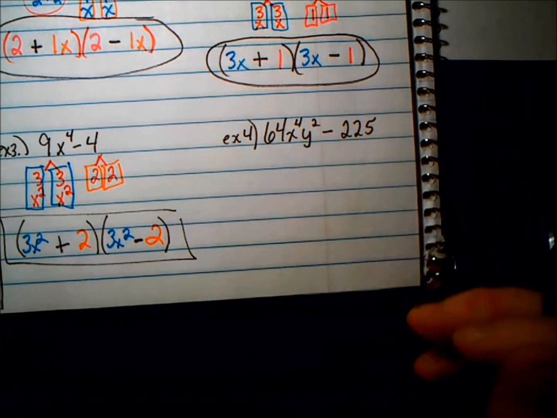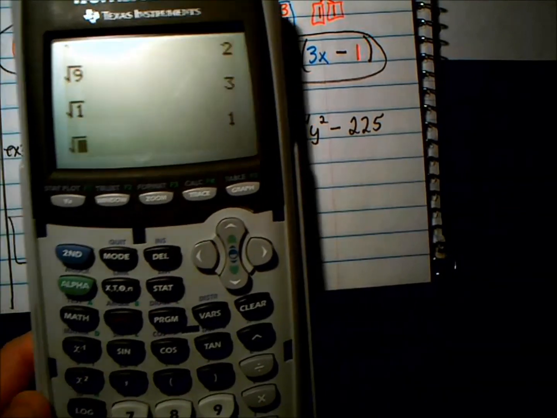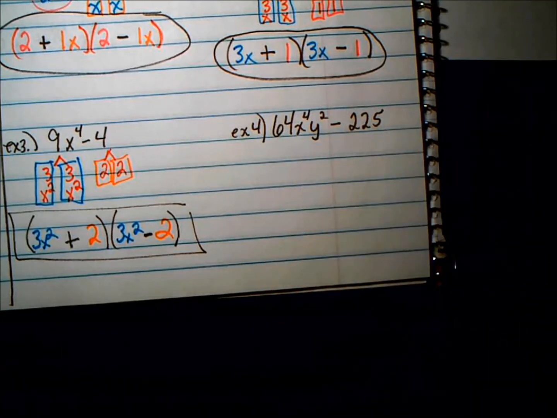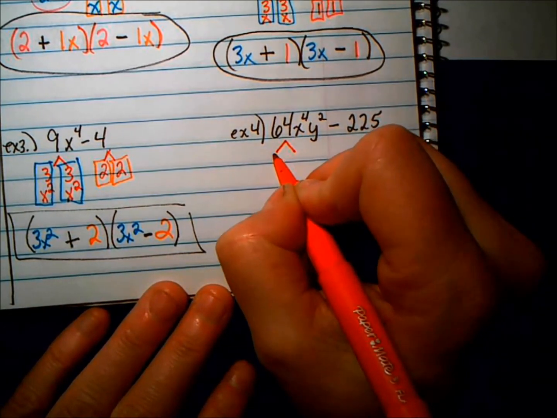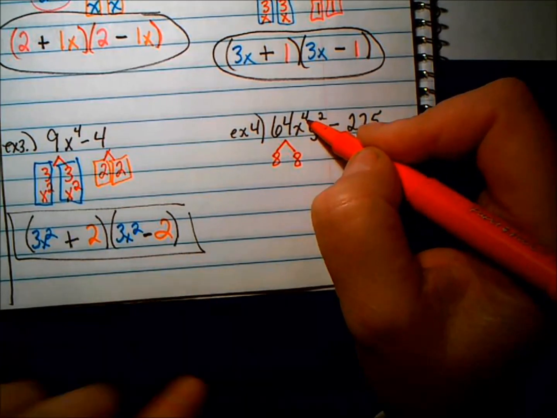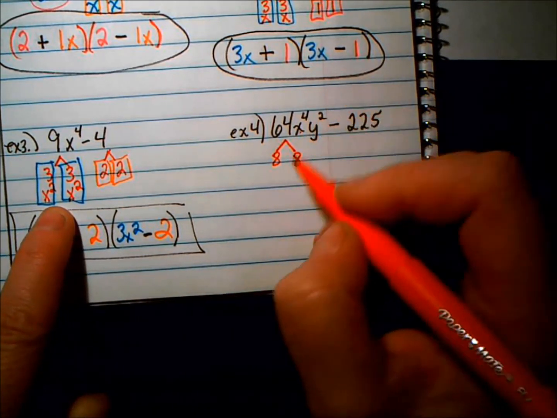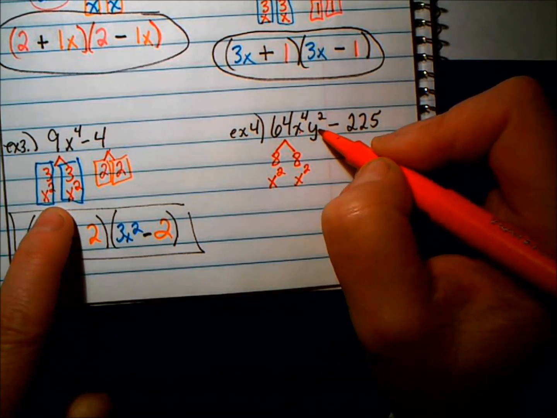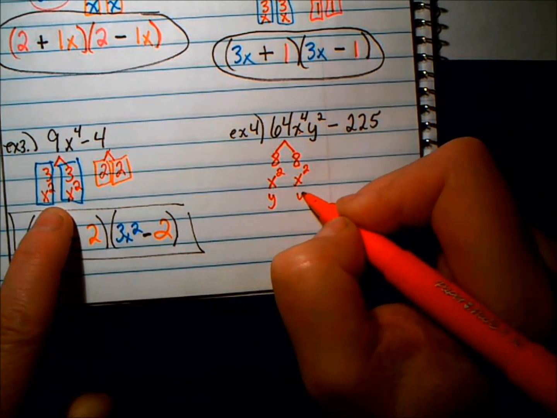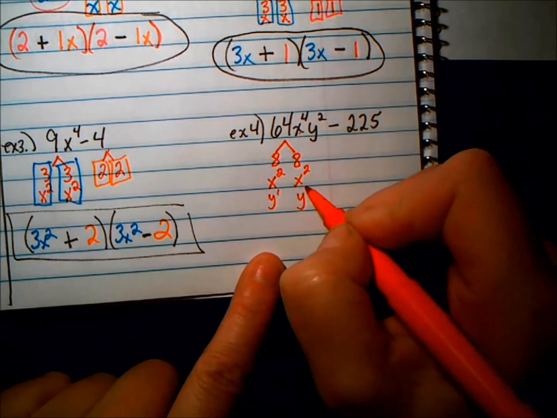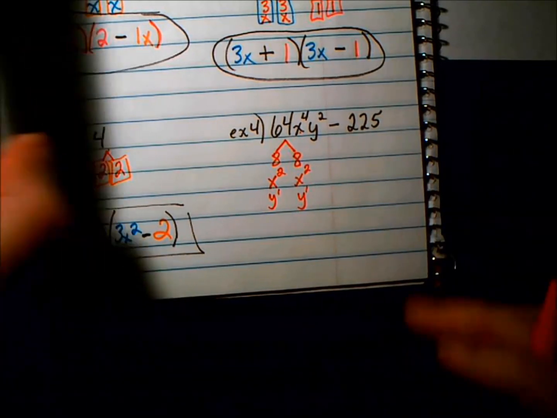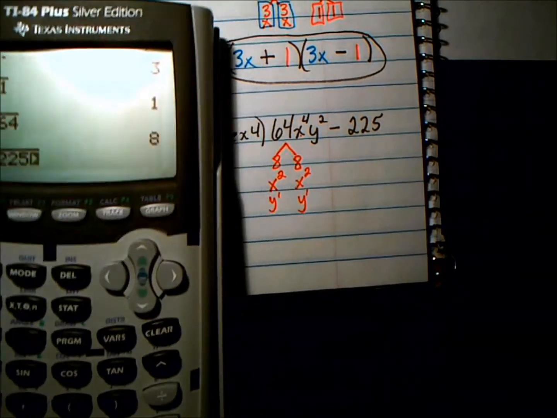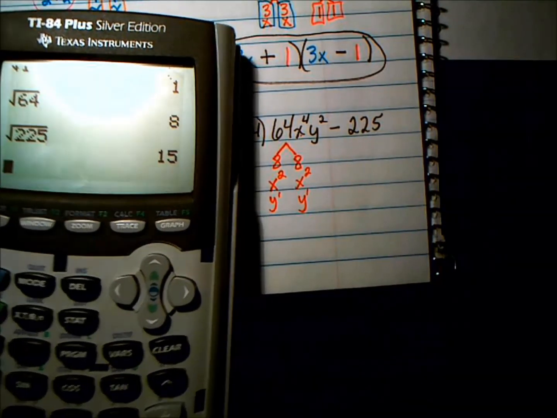Number 4, I have 64. I'm going to put in square root of 64. Notice it's just the number, and it tells me that this splits into a pair of 8's. I have x to the 4, so like the last one, I'm going to split that in half and have x squared with an x squared, and then I have a y also. Split that in half means each one gets one y. I can put 1's there if you want. 225. Take the square root of 225, and that comes out to 15.